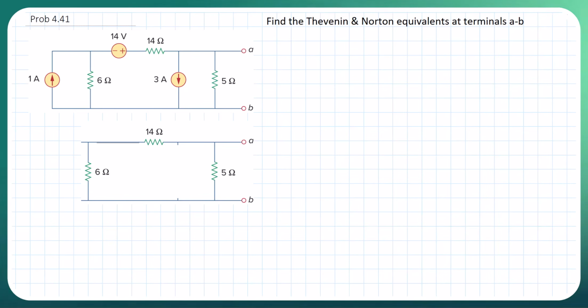All right, let's take a look at this problem. Here we are told to find both the Thevenin and Norton equivalents at terminals A and B. So terminals A and B here, we want to find V Thevenin and then R Thevenin, and then we're going to find I Norton and R Norton. Okay, so this is what we're being asked to find.